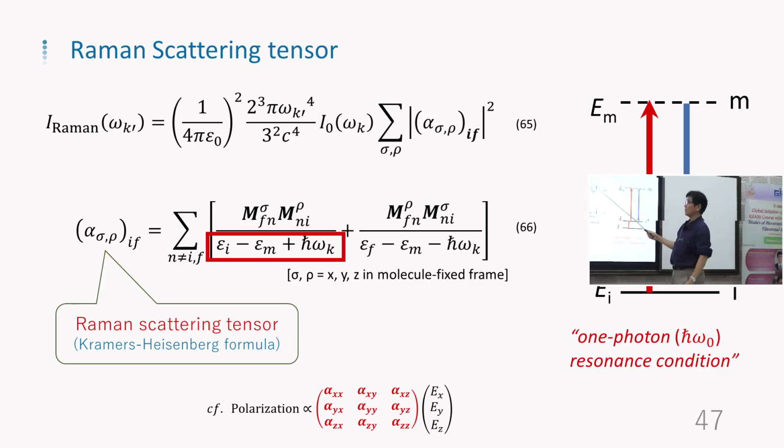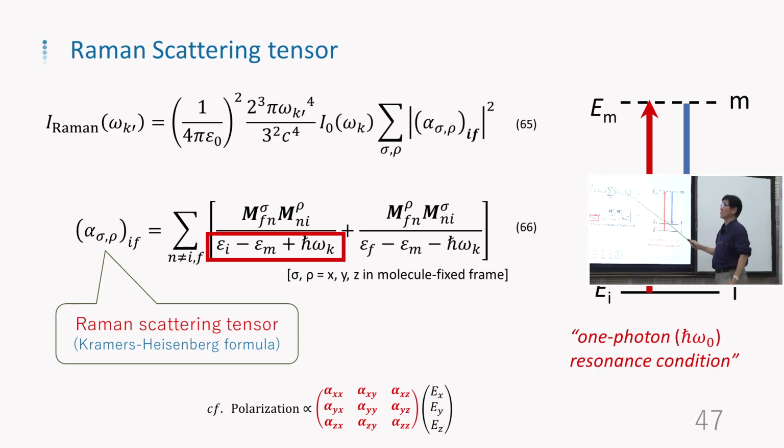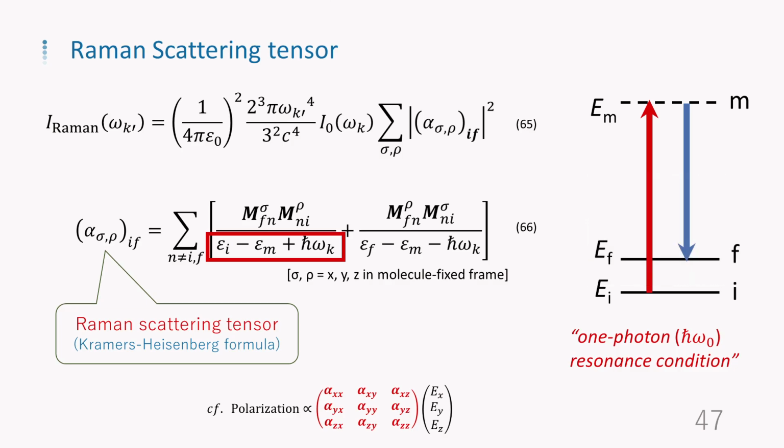Raman scattering process may be written in this way by introducing alpha. It's the same if we substitute this expression into this part; it is identical with the previous page. So by introducing alpha, we can write Raman intensity in this way. And in this case, alpha, this part, is the so-called Raman scattering tensor. This is also known as the Kramers-Heisenberg formula.